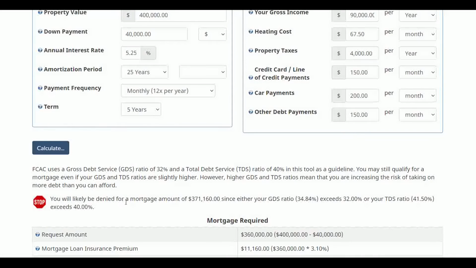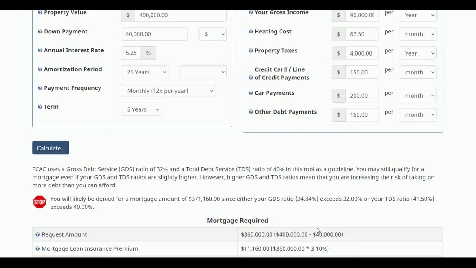So you will likely be denied for a mortgage amount of $371,160 since your GDS ratio is 34.84% and your TDS ratio exceeds 41.5%. I'll tell you right now, as long as your credit is good, over 680, you would be able to get approved for this as long as there aren't any other issues, right? You'll most likely be able to get approved, right?